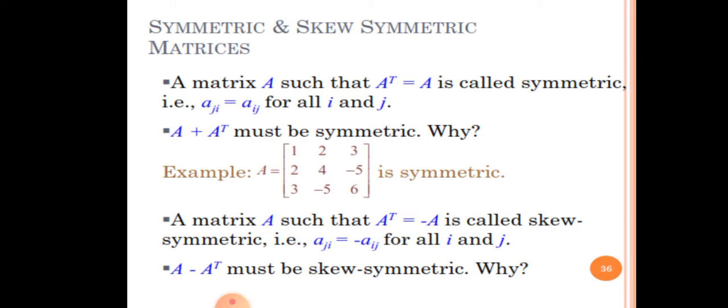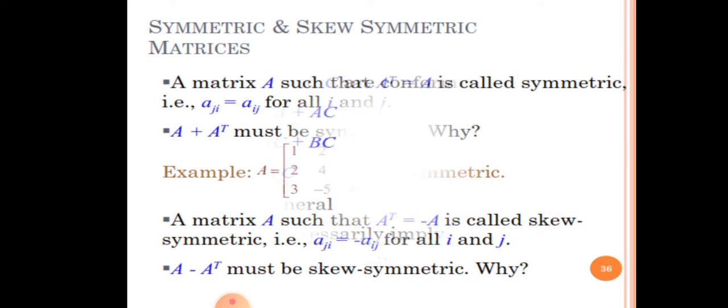A matrix such that A transpose is equal to minus A is called skew symmetric. See, for the symmetric matrix, if you interchange the rows and columns, then we have A equal to A transpose. That is called a symmetric matrix. But for the skew symmetric matrix, we have A transpose equal to minus A. Only the minus is included here. That is called a skew matrix.